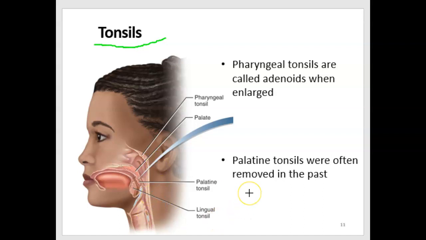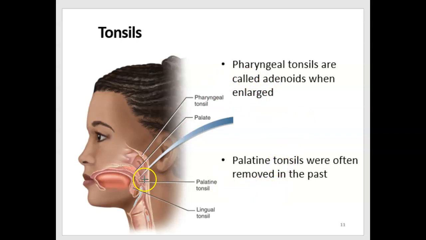There are two tonsils that you'll find in lab later that I'll mention here. One is the pharyngeal tonsil, because this is the pharynx here. The pharyngeal tonsil, and when they're really enlarged, you might hear clinicians call them adenoids. So if somebody has their adenoids removed, they're having their pharyngeal tonsils removed.